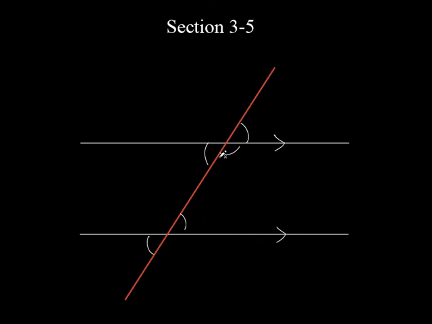We also talked about these. Let's see, this one right here and this one right here. What name did we give this one and this one? Consecutive interior angles, right? But what did we say about consecutive interior angles? They weren't equal. They were supplementary. They add up to 180. So this angle and this angle add up to 180.